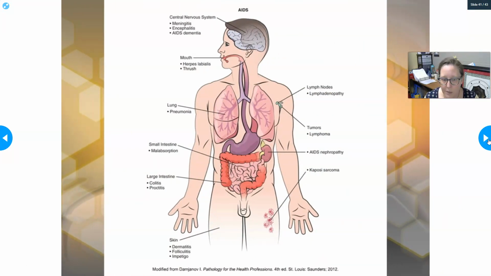Signs and symptoms of AIDS are going to be meningitis, encephalitis, AIDS dementia. In the mouth, there's going to be herpes breakouts and thrush, lymphadenopathy in the lymph nodes, tumors like lymphomas, AIDS nephropathy, Kaposi sarcoma on the skin, dermatitis, folliculitis, and impetigo, colitis, proctitis, malabsorption in the small intestine, and pneumonias in the lung.